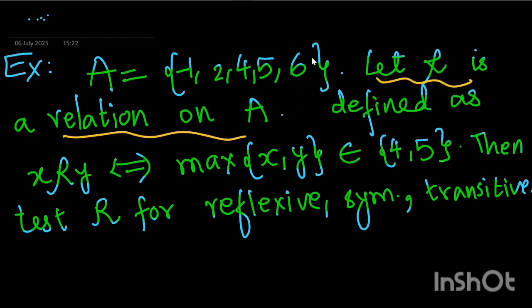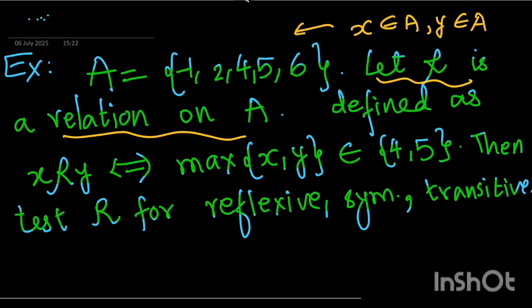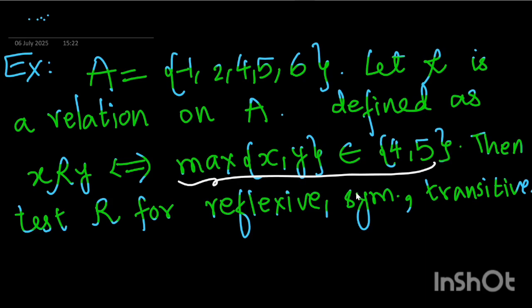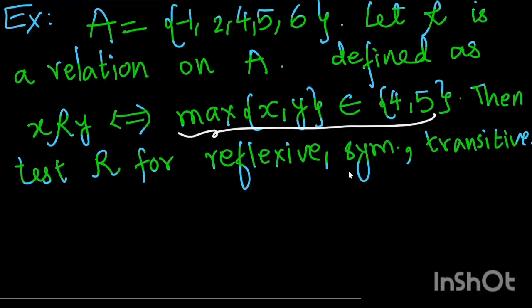on A means x is also belonging to A, y is also belonging to this set A, containing -1, 2, 4, 5, 6. And then what is the meaning of this line, which is max(x, y) belongs to {4, 5}? Once we understand this, that will provide the way of solving it further. So understanding it is the approach, and that's the hint to this.